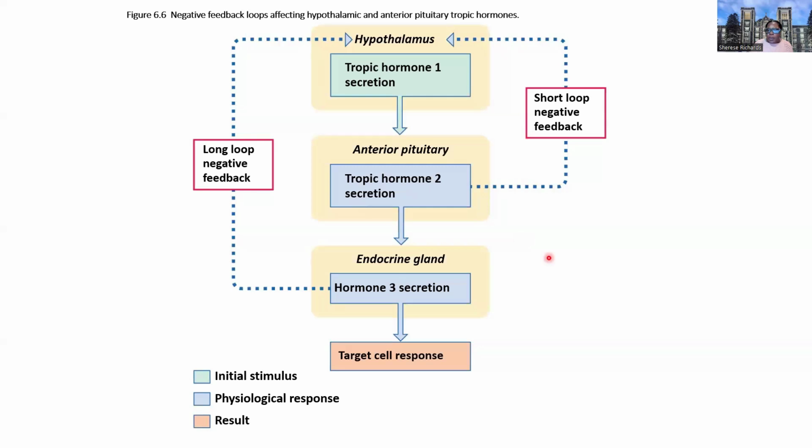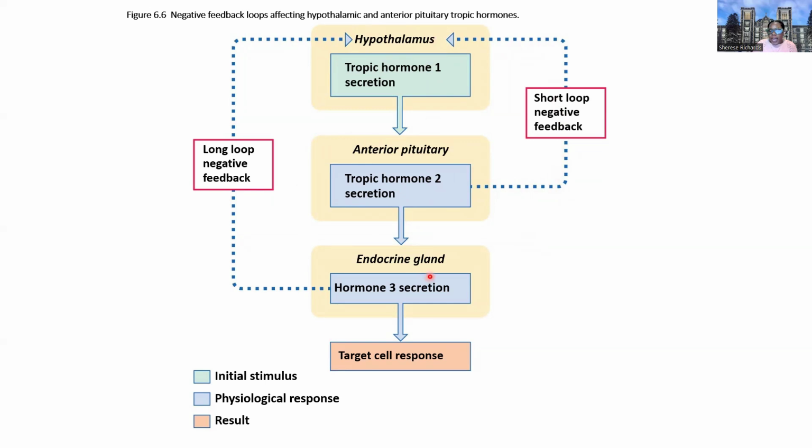So here's an example of what we mean by those feedback loops. And this is just looking at trophic hormone 1, 2, 3, and then how they can have negative feedback. So there are two types of feedback loops. The short feedback loop is where the anterior pituitary trophic hormone, in the example we looked at earlier with the adrenal axis, this would be ACTH. So adrenocorticotropic hormone would, rather than stimulate, inhibit the hypothalamus from making CRH or corticotropin releasing hormone. So that would be a short loop negative feedback.